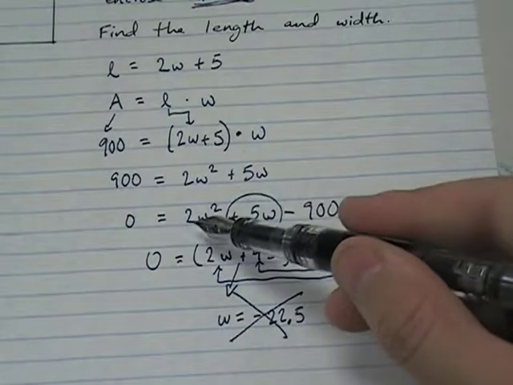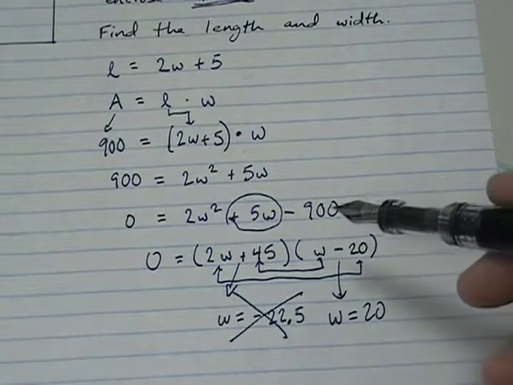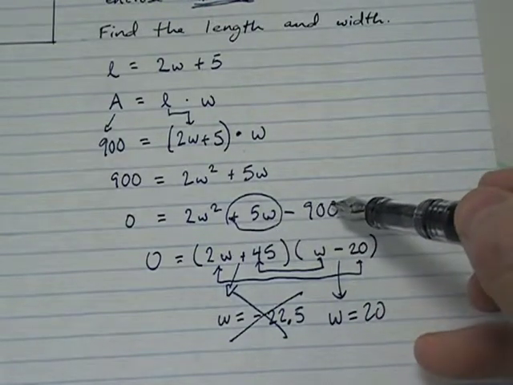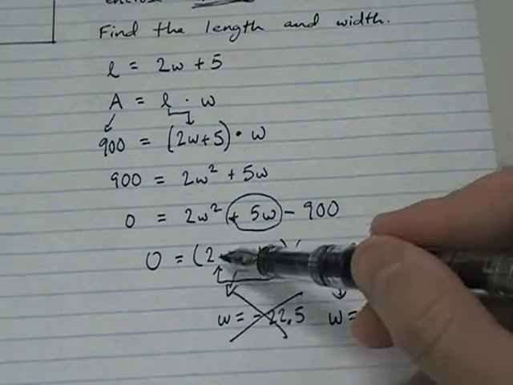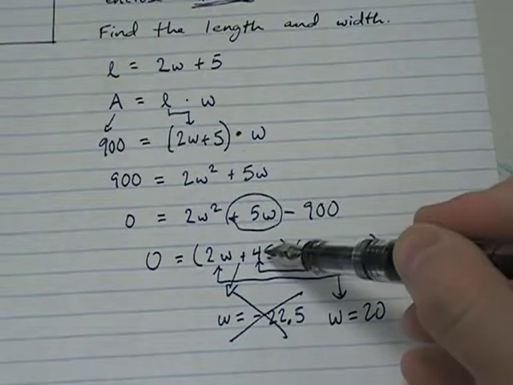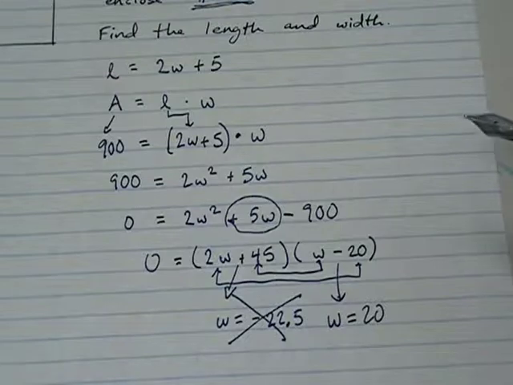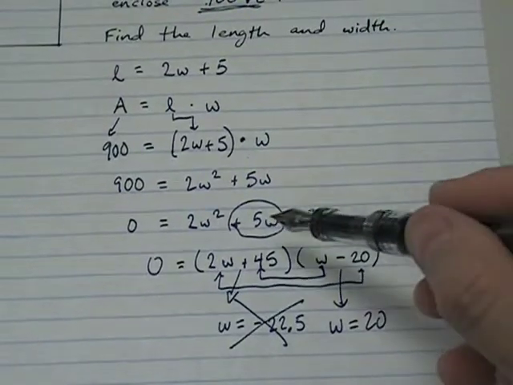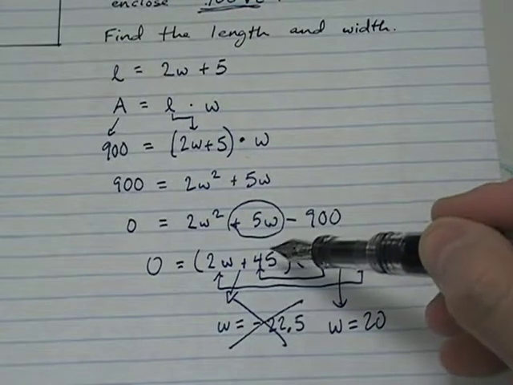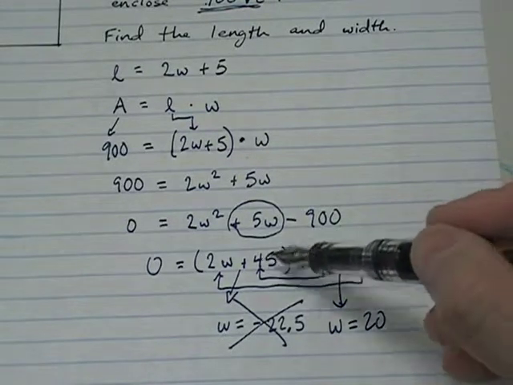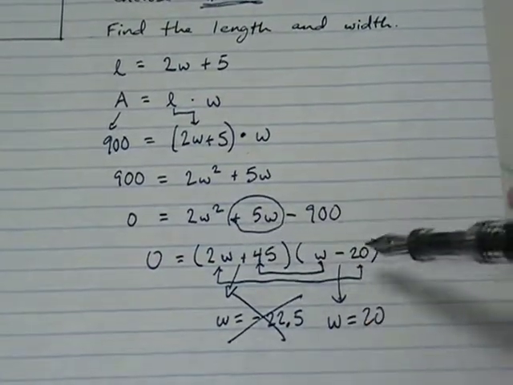And the way to know that this factors, the factors of 2W squared are 2W and W. You can write those down. And the factors of 900, there are many, many factors. However, we're looking for factors so that the outside term plus the inside term total to 5. Okay? Well, the outside term, 2W times negative 20, is negative 40. The inside term, 45 times W, is 45W. What's 45 minus 40? 5W. And so we know that this is the correct factorization.